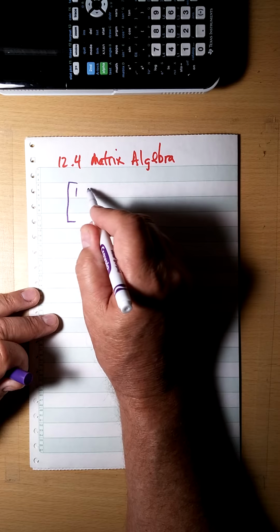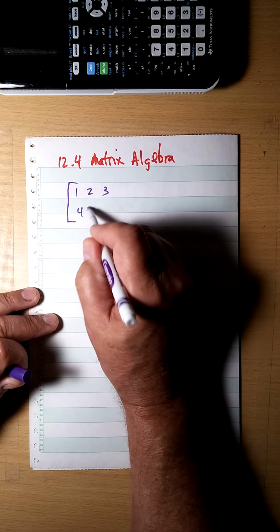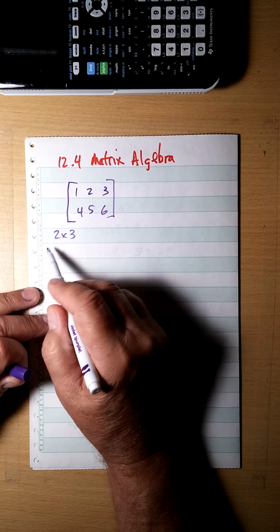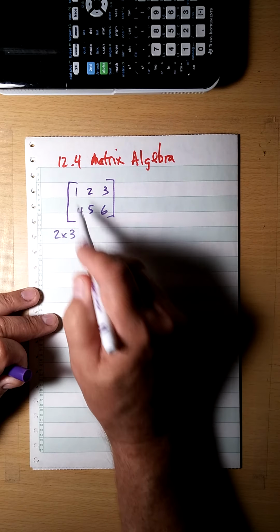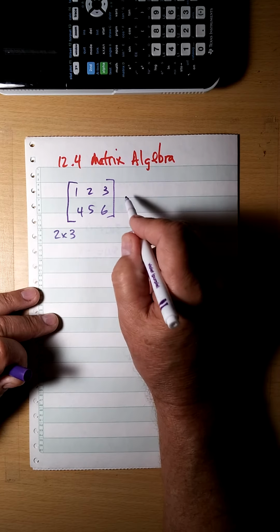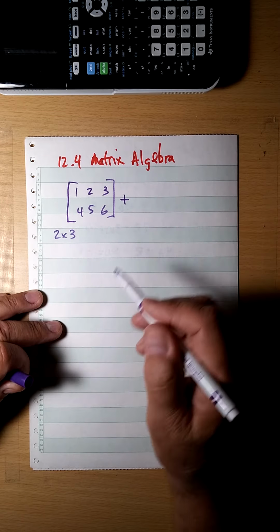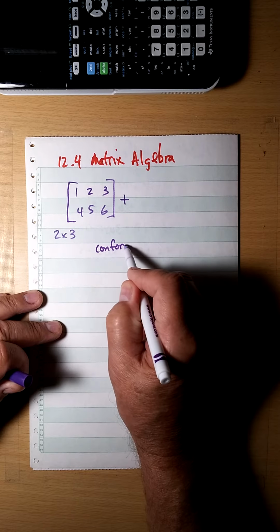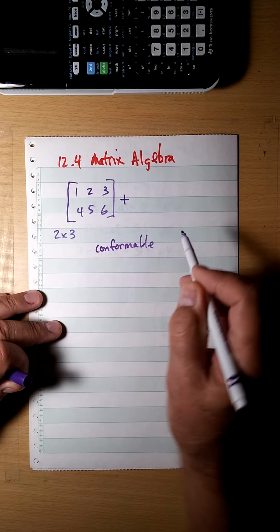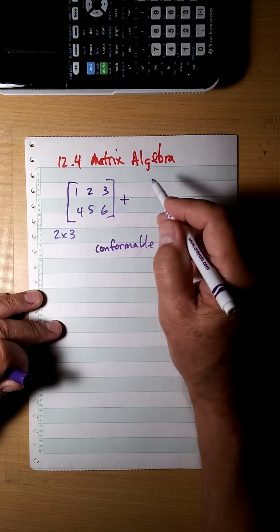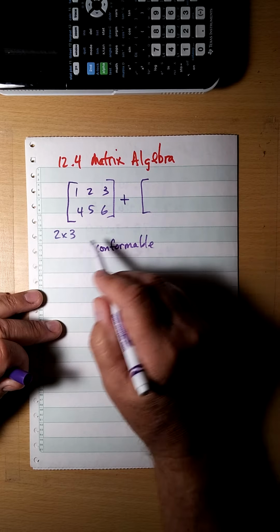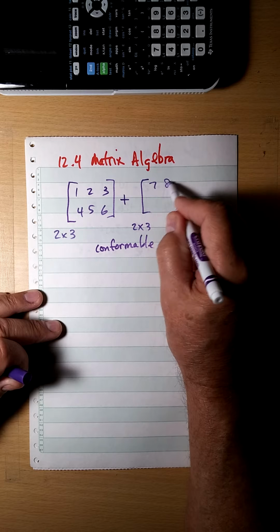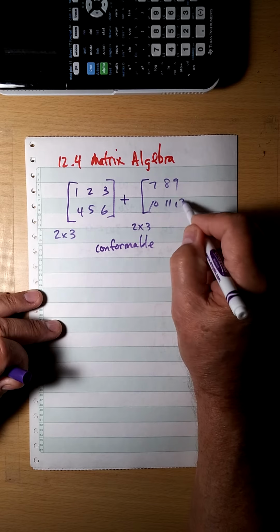First of all, let's make a matrix: 1, 2, 3, 4, 5, 6. This is a matrix that has 2 rows and 3 columns. We call it a 2 by 3 matrix. In order to add or subtract, two matrices have to be what they call conformable. For addition and subtraction of matrices, conformable means the same size, a 2 by 3. This is the dimensions. So let's call this 7, 8, 9, 10, 11, 12.